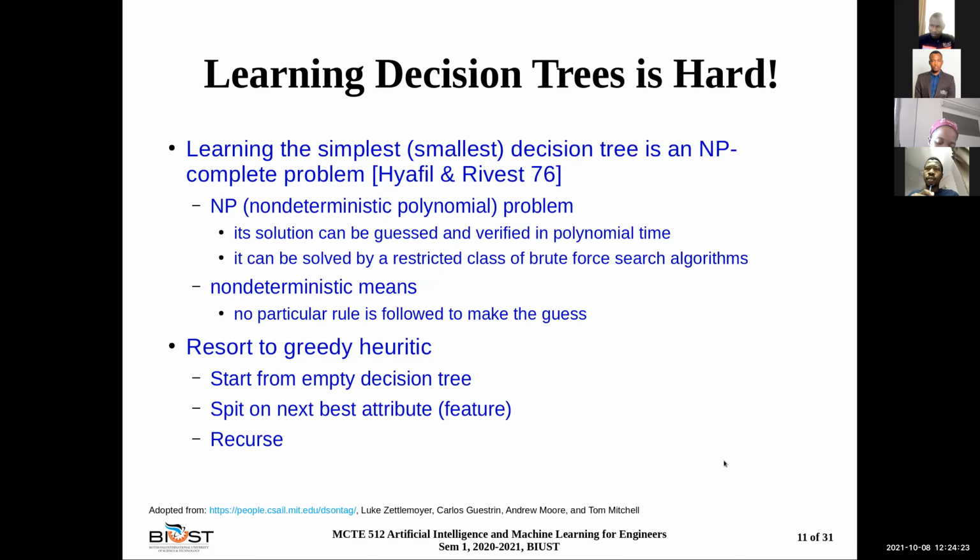Okay, so learning decision trees is hard. Learning the simplest or smallest decision tree is an NP-complete problem. Non-deterministic polynomial problem. It means that each solution can be guessed or verified in polynomial time, and then it can be solved by a restricted class of brute force search algorithm. Okay, that is the NP problem.